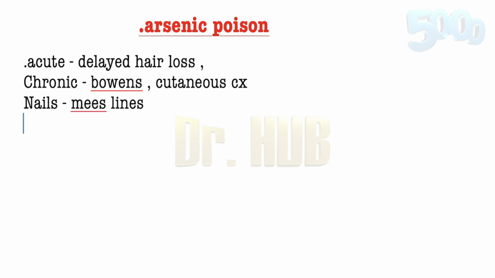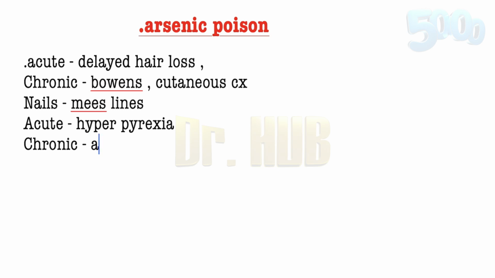And neurological, acute can present with hyperpyrexia and convulsions and tremors and coma. Next, let's look at the chronic. What is present in chronic? In chronic, it will be the encephalopathy, polyneuropathy, as well as the axonal degeneration.